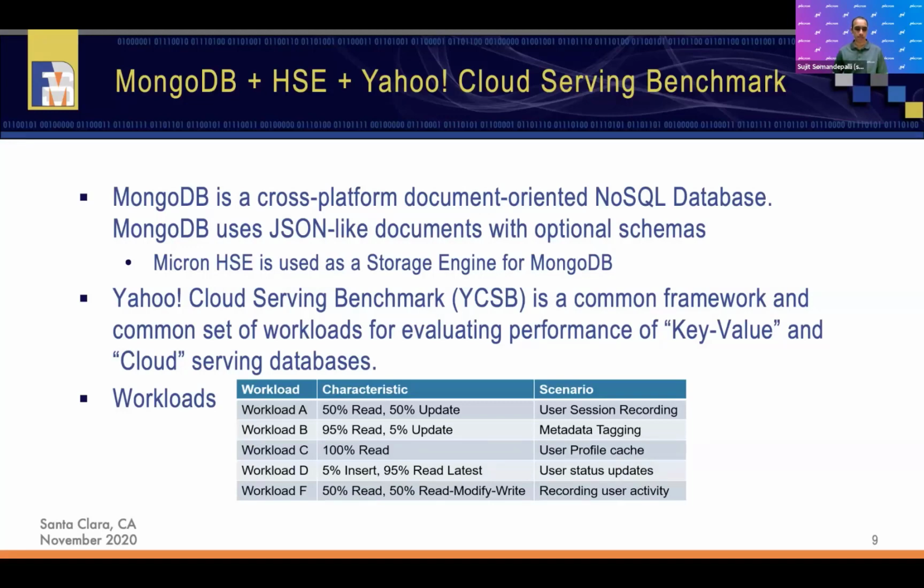Workload D represents user status updates in a social media network, for example, and has 5% inserts and 95% read latest characteristic. Workload F is similar to a user activity recording workload and is represented by 50% reads and 50% read-modify-writes.